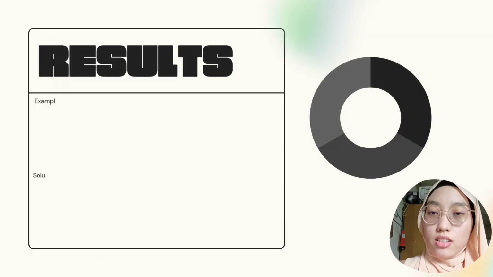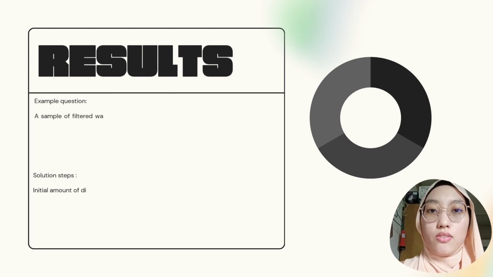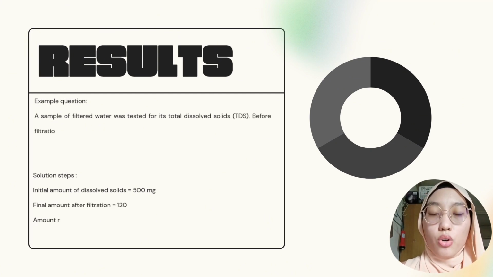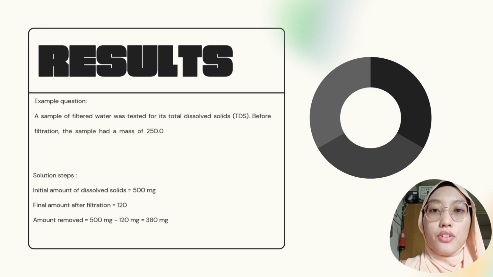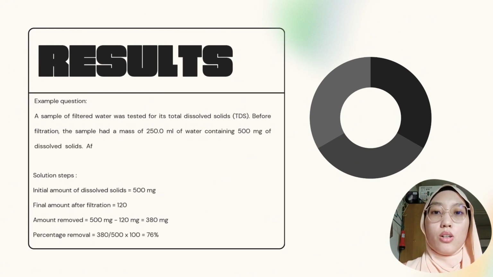For the results, the example question is: a sample of filtered water was tested for its total dissolved solids, known as TDS. Before filtration, the sample was 250 ml of water containing 500 mg of dissolved solids. After filtration, only 120 mg of solids remained. Calculate the percentage removal of dissolved solids due to filtration.